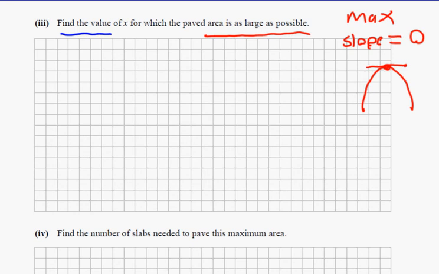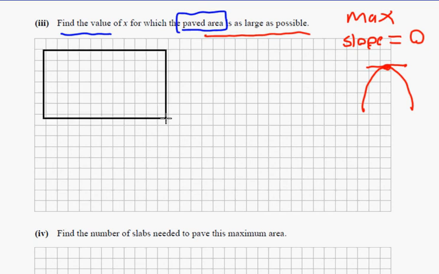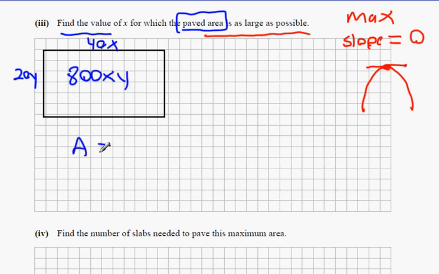So, for example, we need other keywords. We did a perimeter question earlier. What question are we doing now? Paved area. So what you need to do is redraw your diagram. Okay, from the start. This is 40x. This is 20y. What's the area? Length by width. It'll give you 800xy. Area equals 800xy.